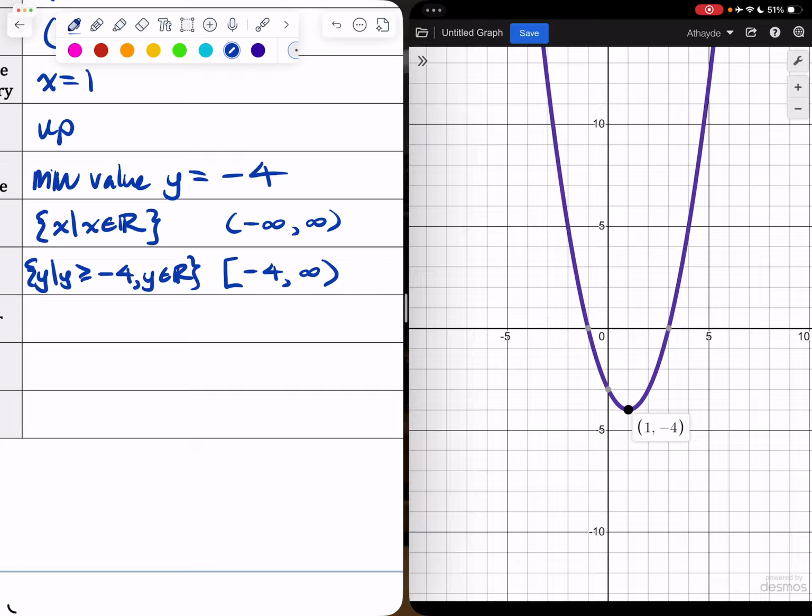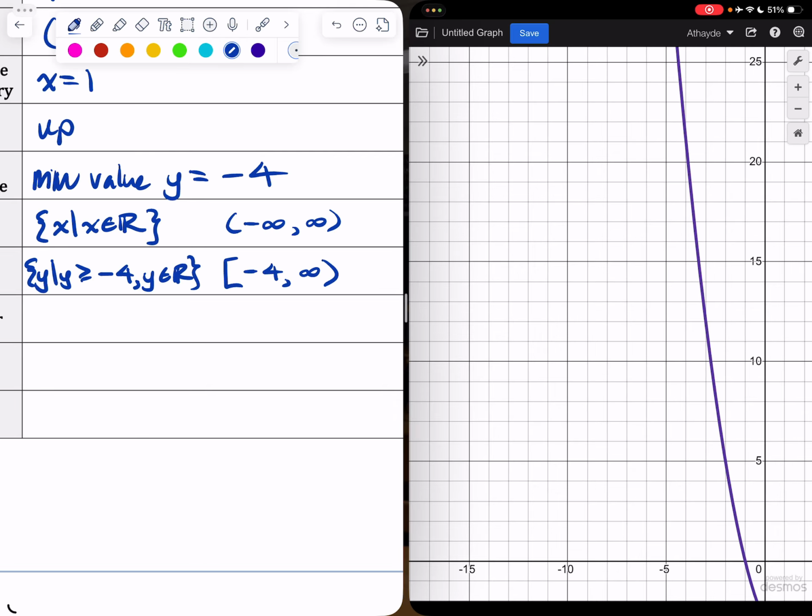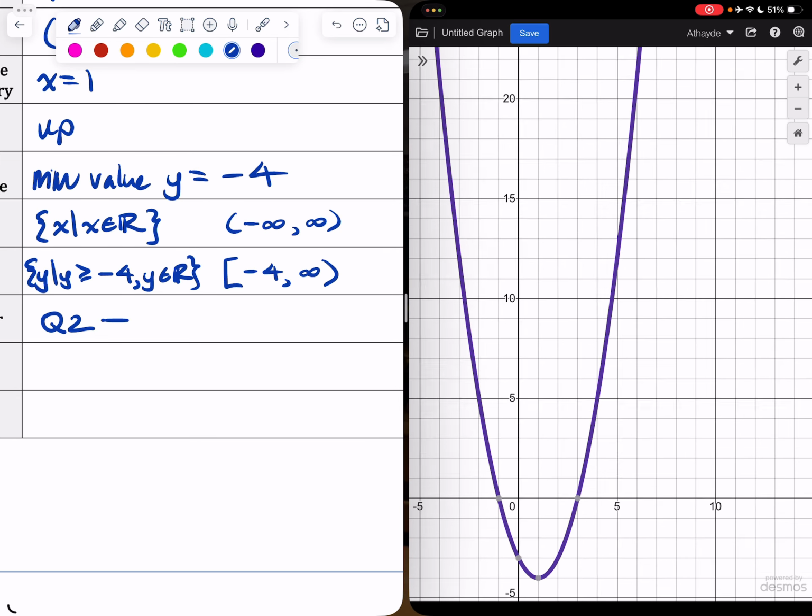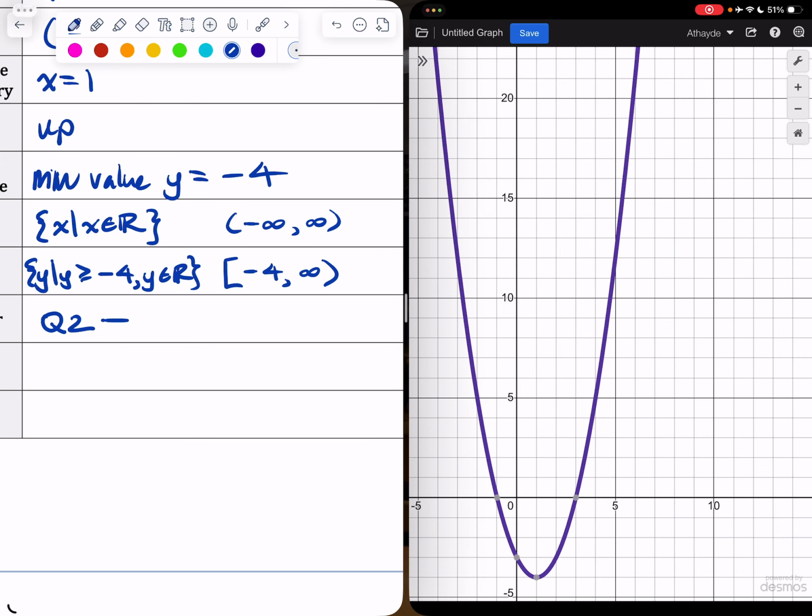In terms of the end behavior, where do we go? Where do we start from? On the very left side? Where do we end up on the very right side? We can see left, we're finishing off in the top side, so quadrant 2. And on the right, we're also on the top side. That's in quadrant 1.